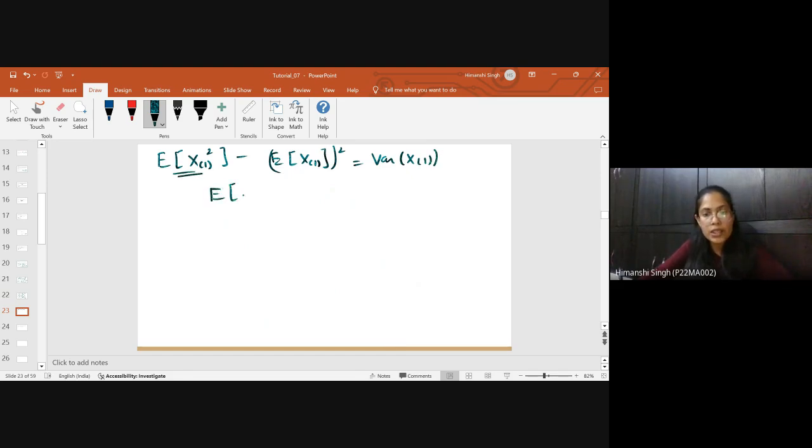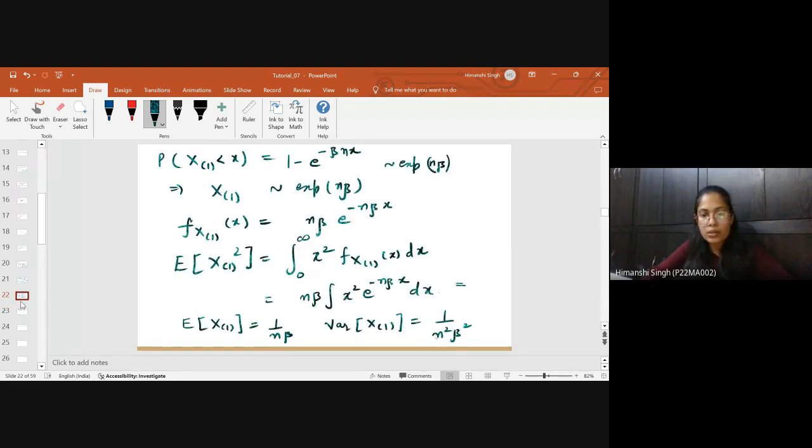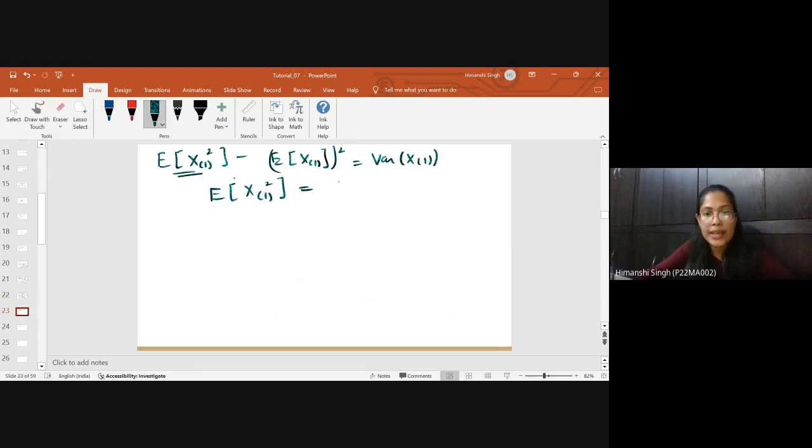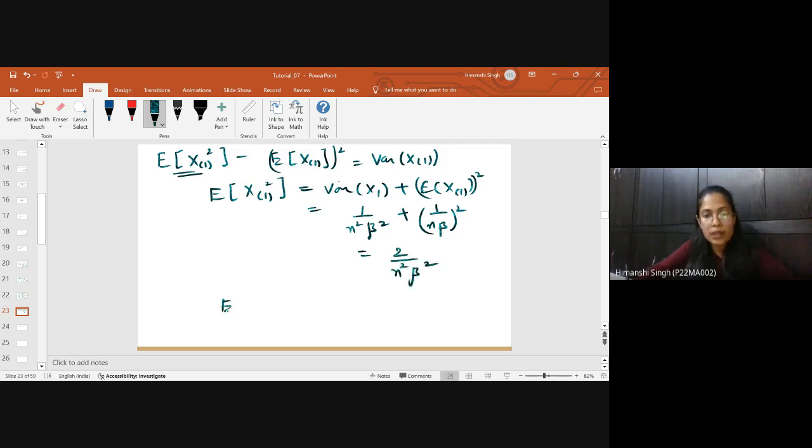So basically, the expectation of x1 square will be the variance of x1 plus the expected value of x1 whole square. So it is 1 upon n square beta square plus 1 upon n beta whole square, so it will be 2 upon n square beta square. So the expected value of x1 square will be 2 upon n square beta square.